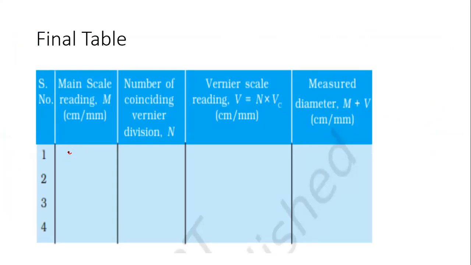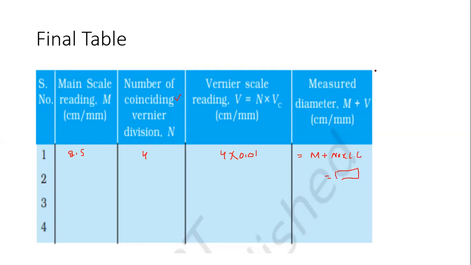Let's suppose your main scale reading is 2.5, correct? Which number is parallel to the main scale? Let's suppose the fourth number. You need to write 4. Then you need to multiply 4 with the least count. Our least count is, let's suppose, 0.01 centimeter, correct? So last, we have the main scale reading plus the number multiplied with the least count. So this will be your final result.